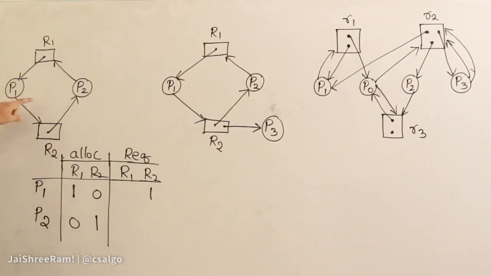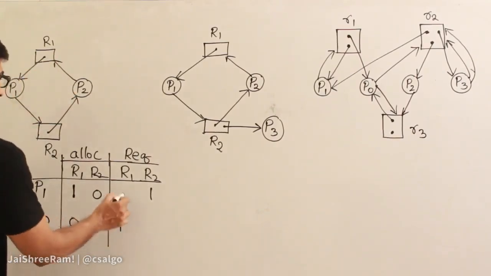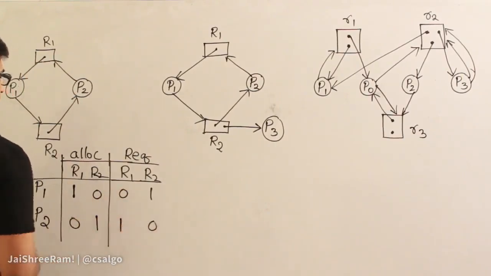And P2 is requesting R1. See, for the allocation matrix, go to the resource and then write it. And for the request matrix, go to the process and write it, right? So now you go to the process and write the request matrix. P1 is requesting R2, therefore I am writing 1. And P2 is requesting R1, therefore I am writing 1 here. And the remaining you fill up with zeros, right?